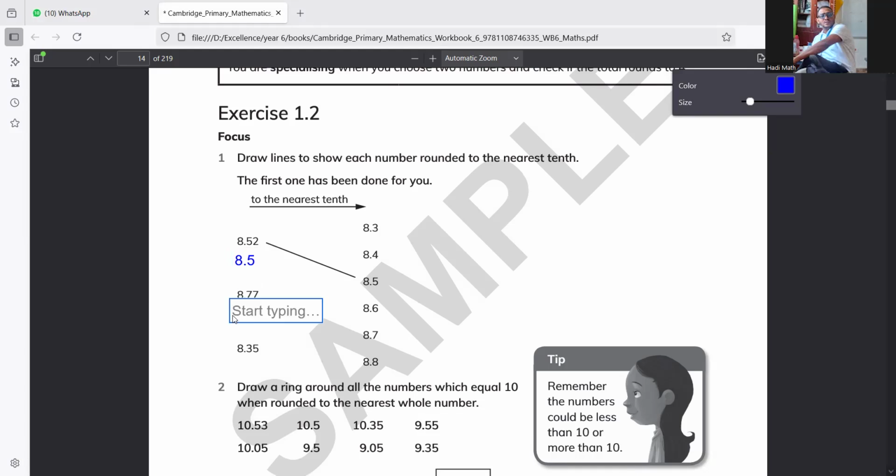Let's go to here. It is 8.77. It's going to be 8.8, because after the 7 there is 7. And when we have 7, we add. 5 and more you add. Less than 5, you don't add. When you say add, that means you round up. You add 1 to the 7, to the 10th.